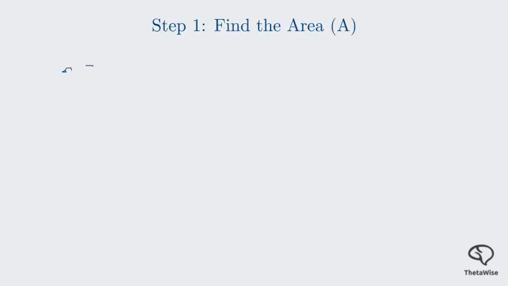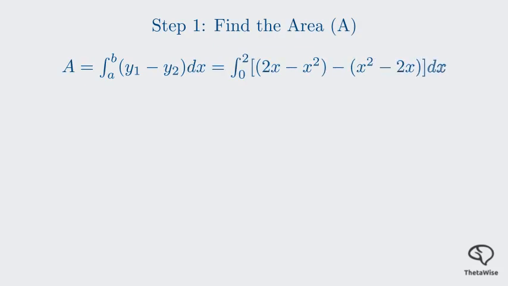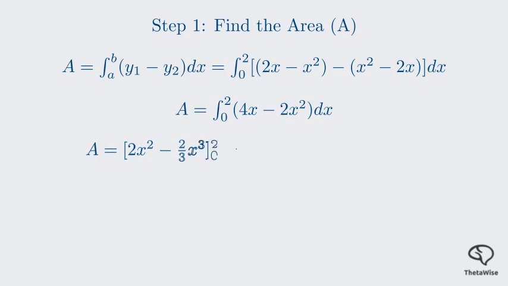First, the area A is the integral from 0 to 2 of the upper curve minus the lower curve. Simplifying inside the brackets gives 4x minus 2x squared. Integrating term by term, we get 2x squared minus 2x cubed over 3. Evaluating from 0 to 2 gives 8 minus 16 over 3, which is 8 over 3 square units.